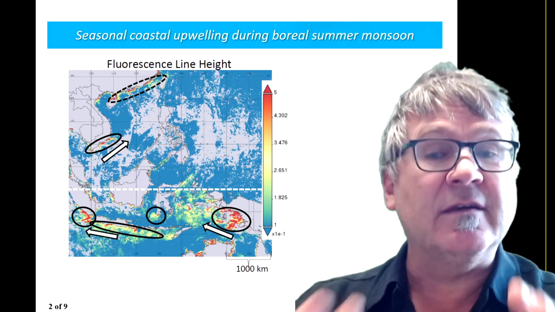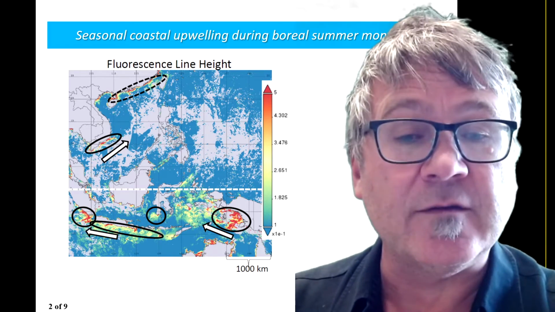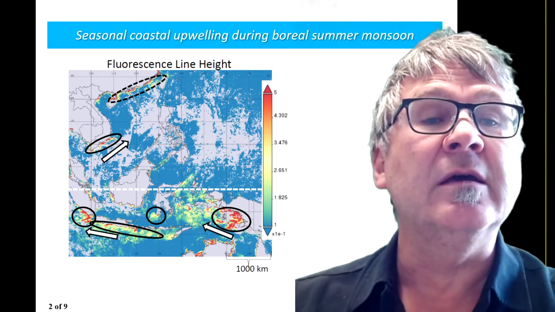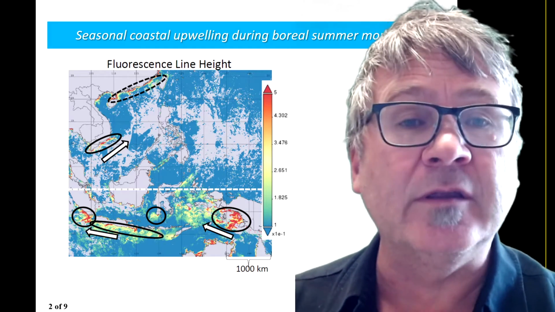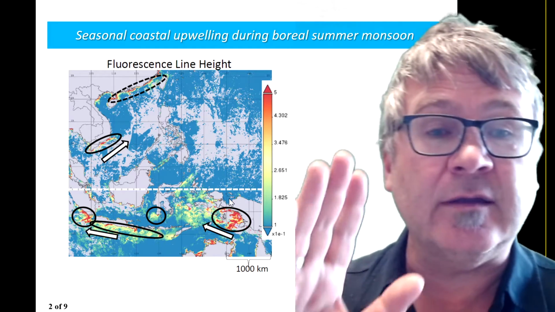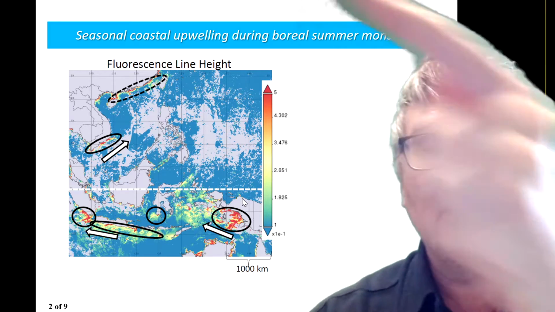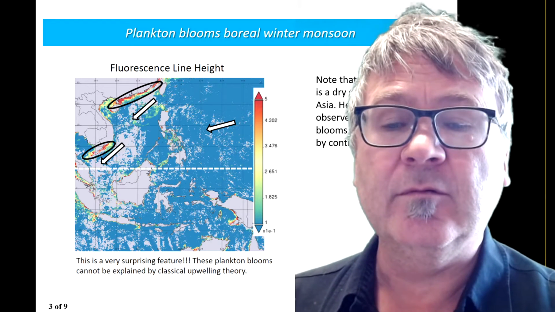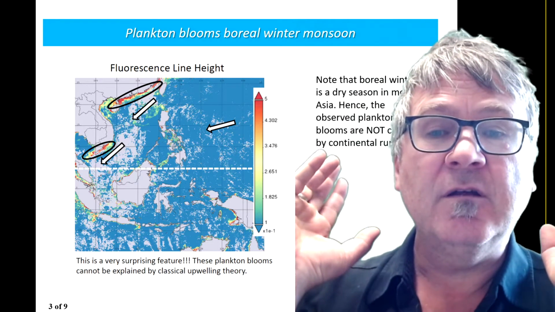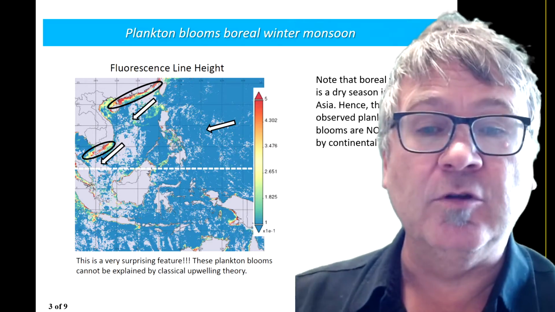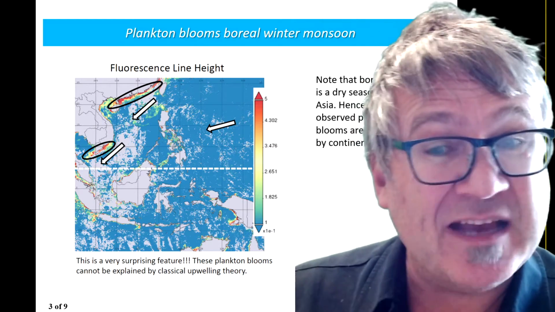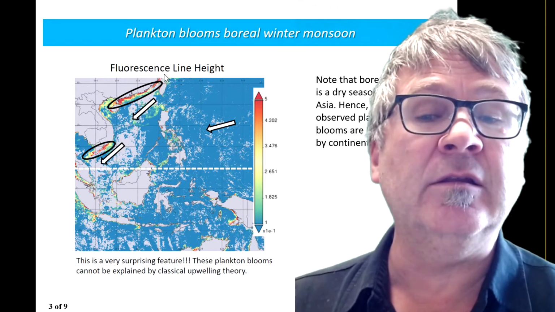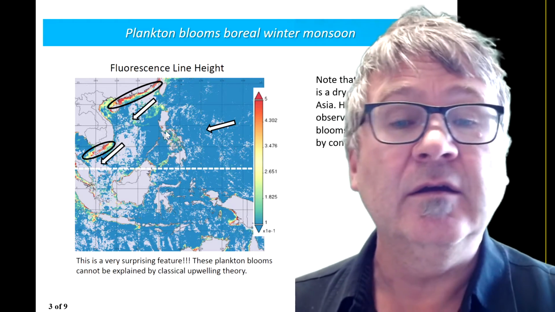Okay, on the next slide is a big surprise. Now comes the big surprise. What happens during the winter monsoon? You reverse the wind direction. Have a look at this. I snap my finger, and let's see what happens. Look at that. Winter monsoon, you still have plankton blooms. Okay, this is a measure of plankton blooms along the coast of Vietnam and along the coast of China. This is a big surprise.